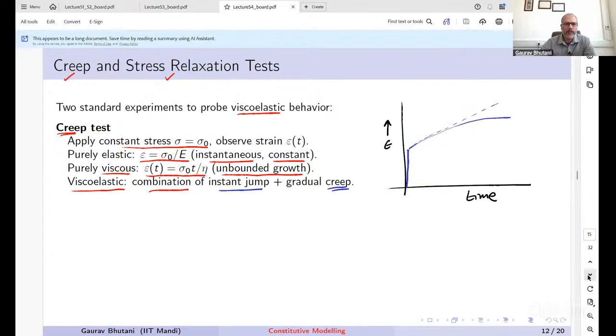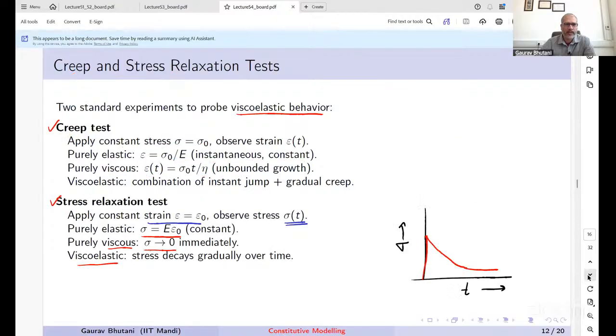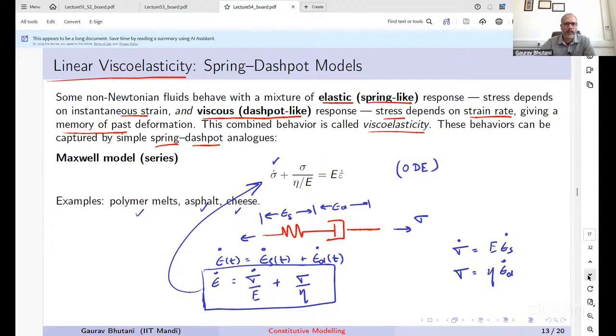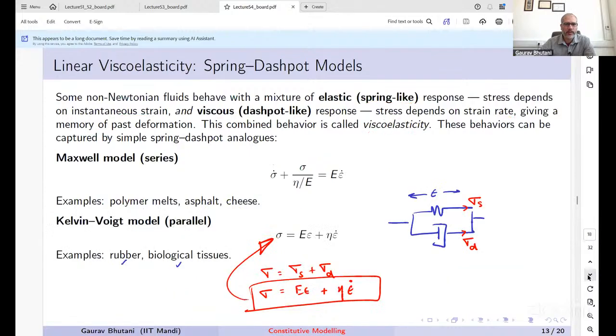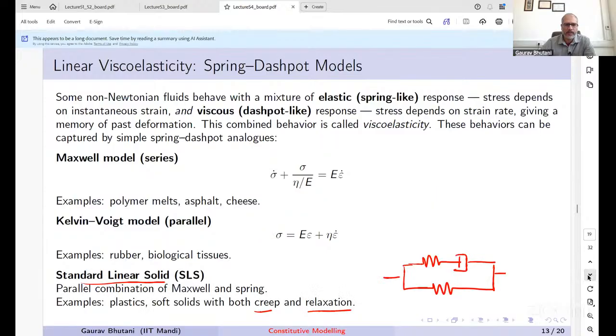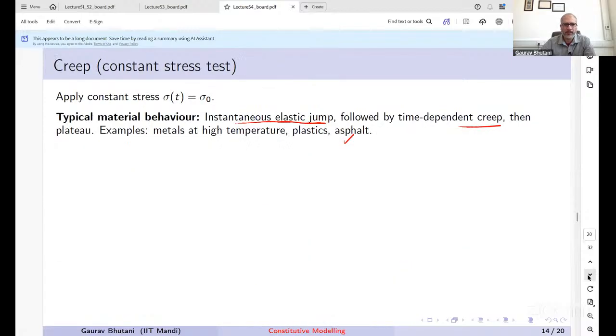We discussed two important ideas which are used to express the nature of viscoelasticity, that is creep and stress relaxation tests. Then we moved on to the Maxwell model, which is a series combination of spring and dashpot, and the Kelvin-Voigt model, which is a parallel combination of them, which are used to express different kinds of situations. But the most common for viscoelastic is the standard linear solid, because that shows a realistic behavior.